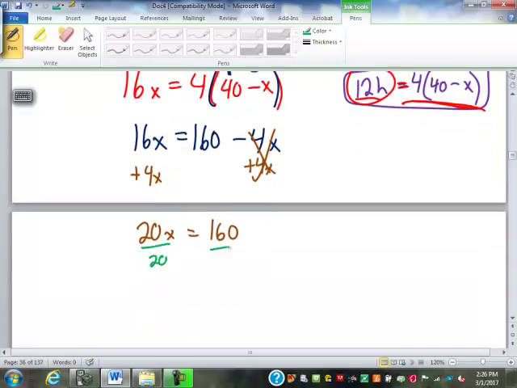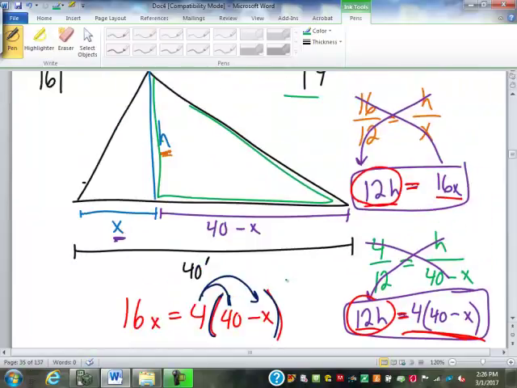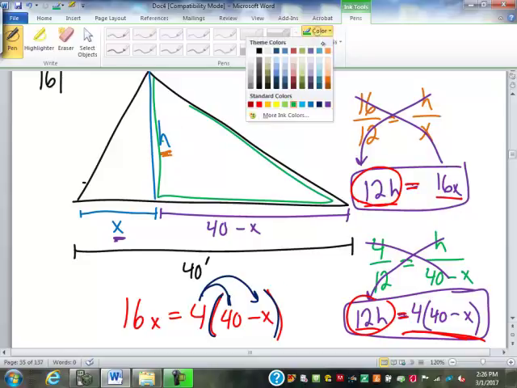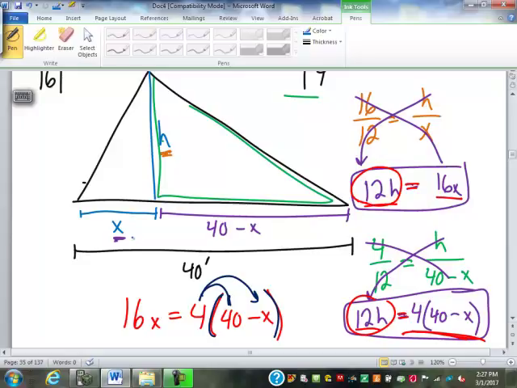Divide by 20. Good. So x equals 8. What that is telling us is on this truss, the peak here is 8 feet from the left end, and 40 minus 8, or 32 feet from the right end.